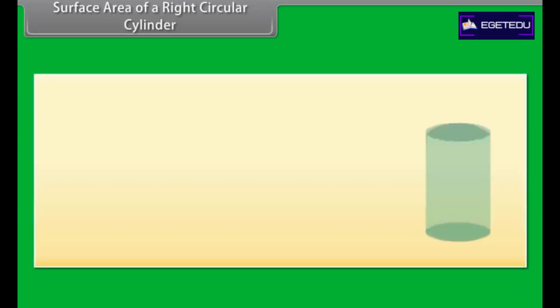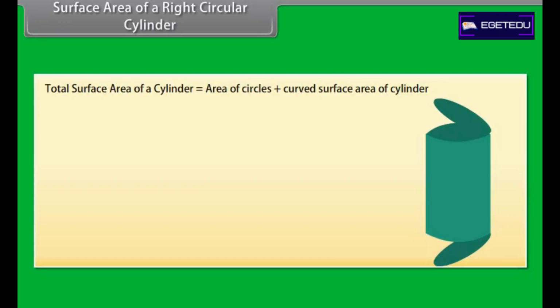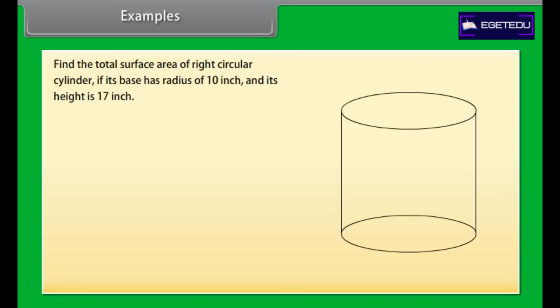We get the curved surface area of a cylinder by a sheet of paper. When we roll it, we get a cylinder. So, curved surface area of the cylinder is equal to area of the rectangular sheet, which equals length into breadth, which is equal to perimeter of the base of the cylinder into H, which equals 2 pi r into H. Therefore, curved surface area of a cylinder is equal to 2 pi rH.